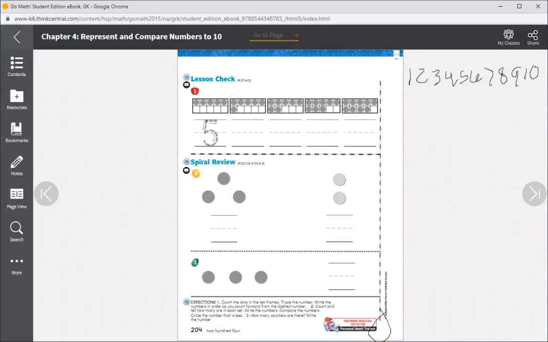Then in here, you're gonna count these counters and write the number. Count these and write the number. And then you're gonna circle the one that is less. The less means that it's smaller. So you count them and circle the one that is less. Remember, less is smaller. And then here, you're just gonna count these down here and write the number. How many are there? That is your homework, okay?